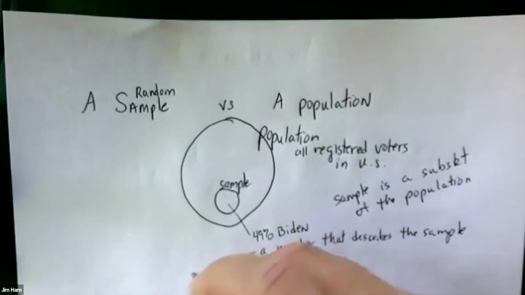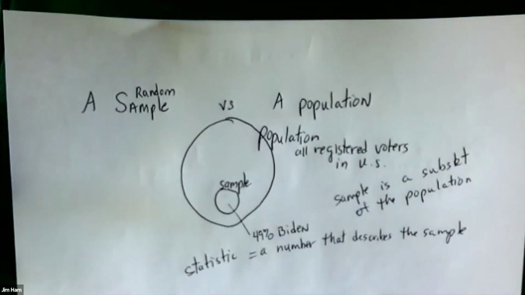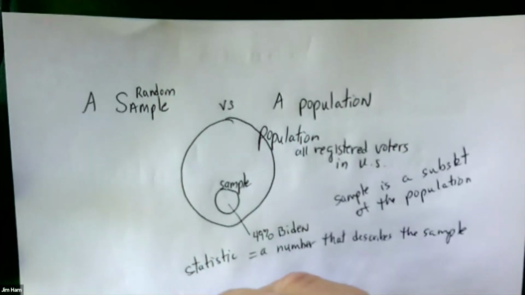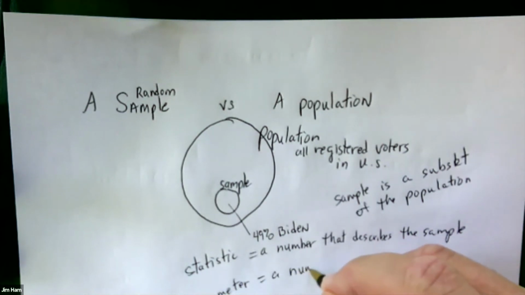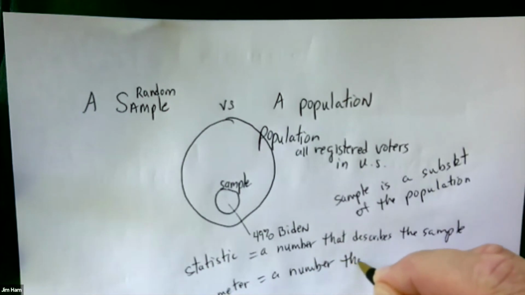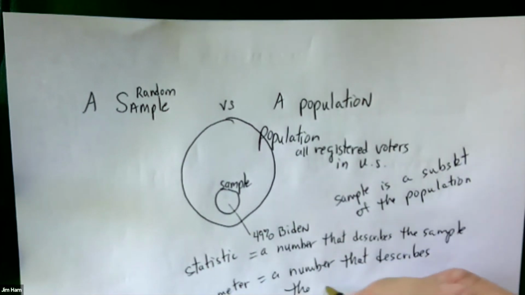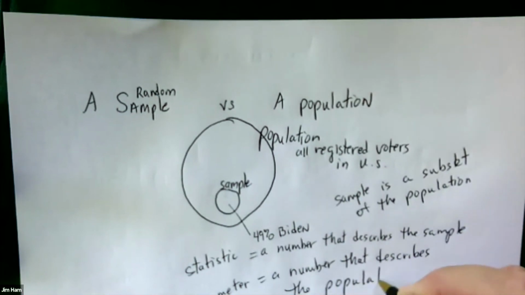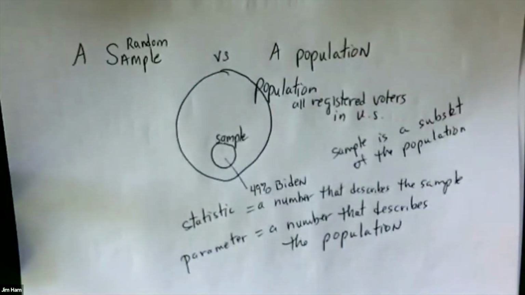And that number is known as a statistic. So if you have a number that describes the sample, it's called a statistic. And if you have a number that describes the population, it's known as a parameter. Most of the time when we're doing studies, we don't know what the parameter is, and the best we can do is take a poll and estimate it.